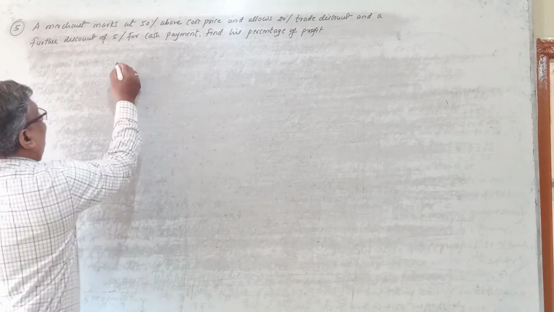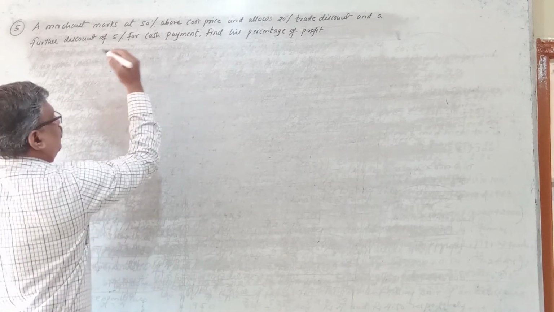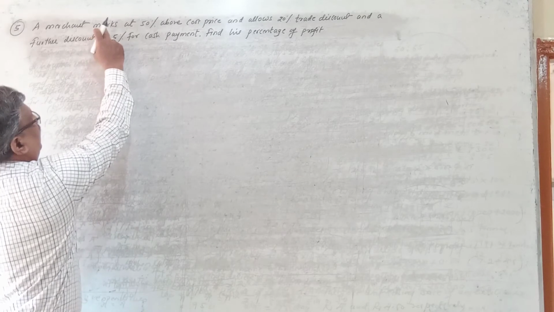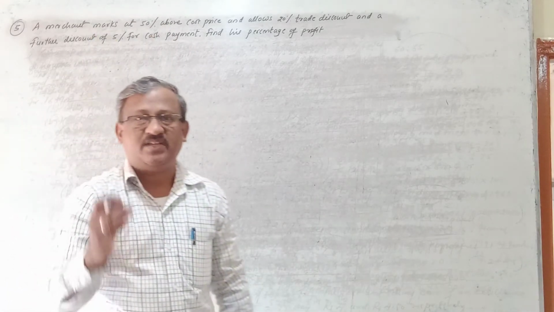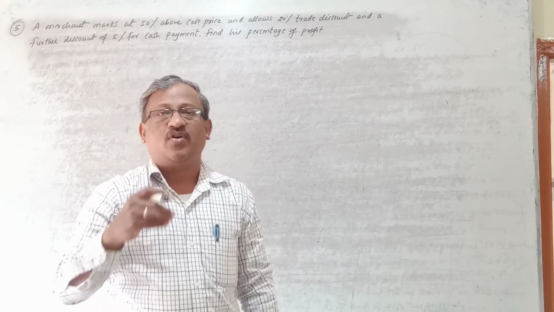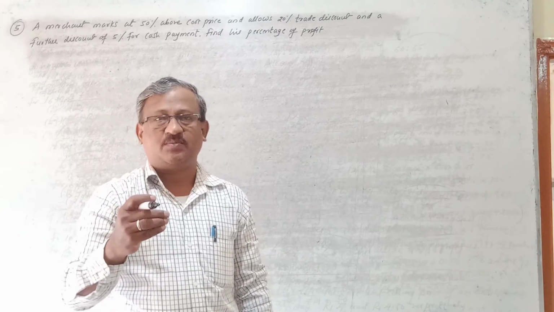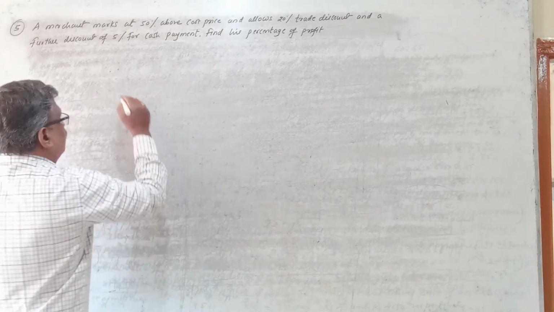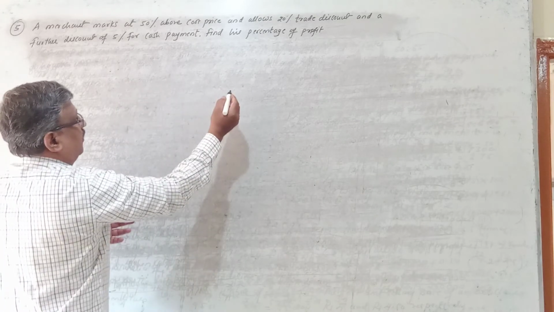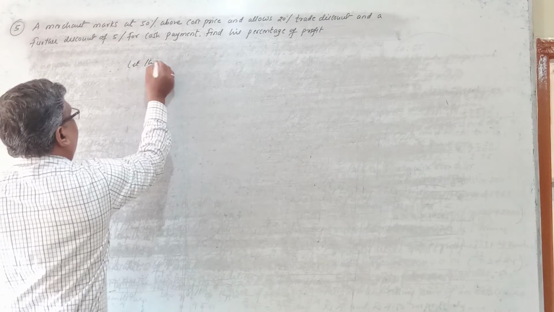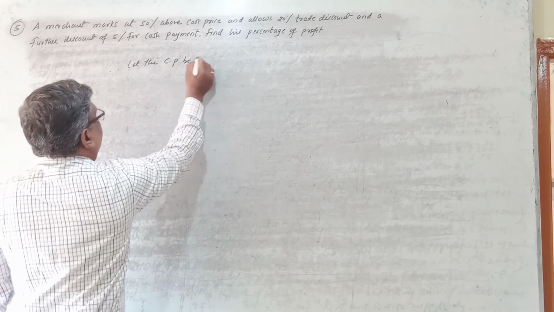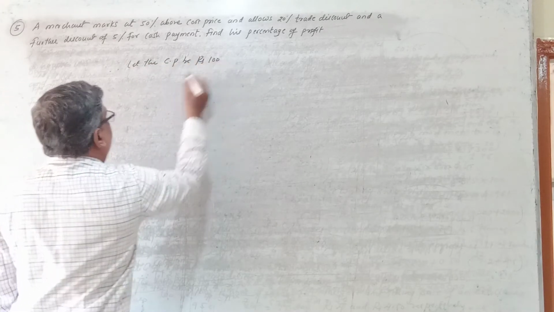So to find out the list price, first you have to assume the cost price, because whatever article he has purchased, for selling he has increased that cost by 50%. So let's assume he has purchased that article for 100 rupees. Let the cost price be rupees 100.